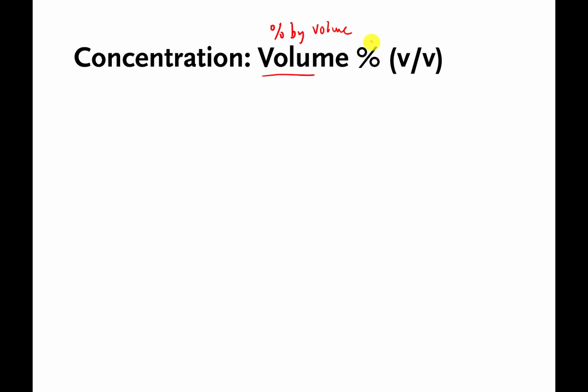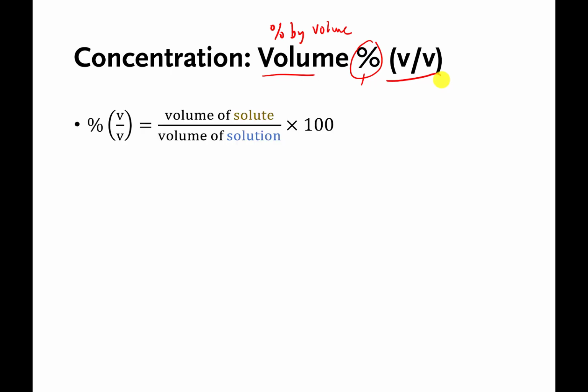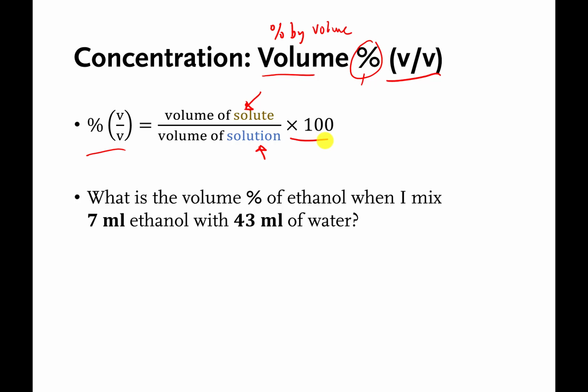And the units are pretty similar again, percent sign, then parentheses v/v. If you look, here's the equation. Percent by volume is equal to the volume of the solute divided by the volume of the solution times 100. And so here's a question that you can work through if you want to pause the video. What's the volume percent or percent by volume of ethanol? That's the booze that gets you drunk. When I mix 7 milliliters of ethanol with 43 milliliters of water, you can pause the video.